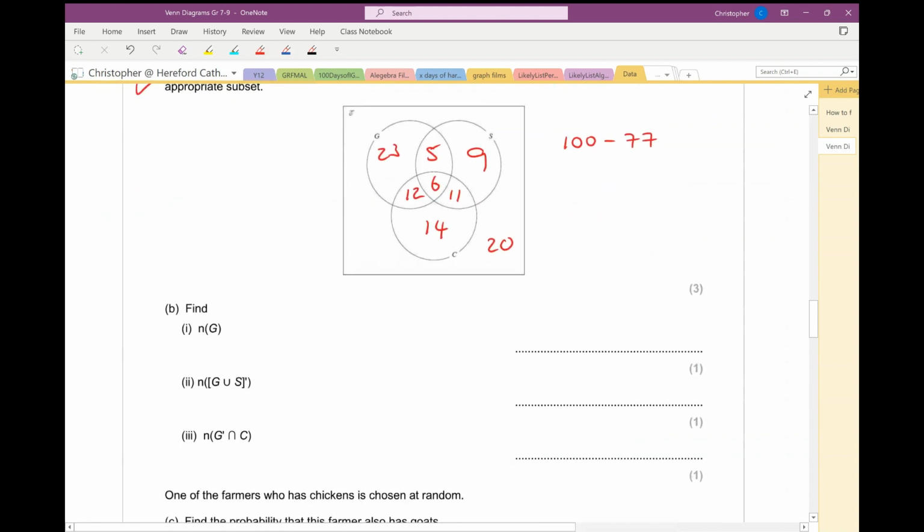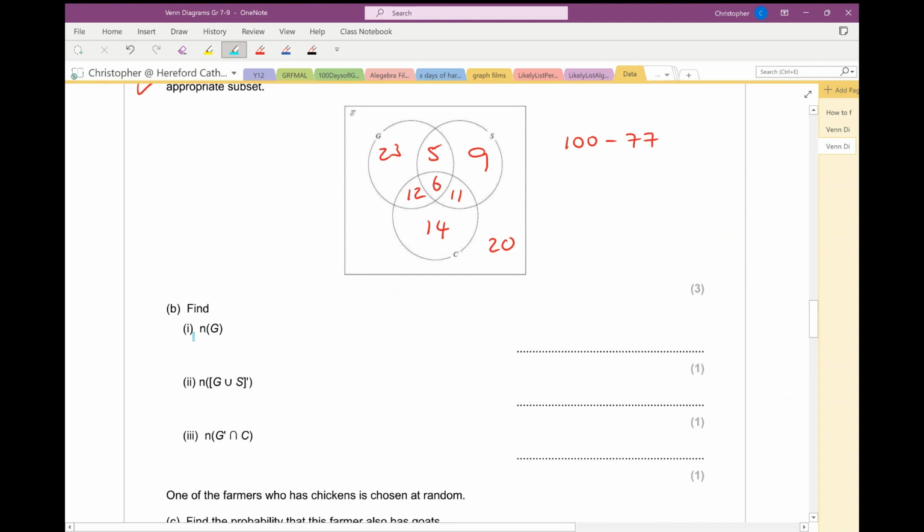Find the number of farmers who have goats. The number of farmers who have goats. Well, don't just write the 23 because that's the number who have only goats. There are actually 23 plus 5, 28, plus the 12 is 40. There are actually 46 farmers who have goats.